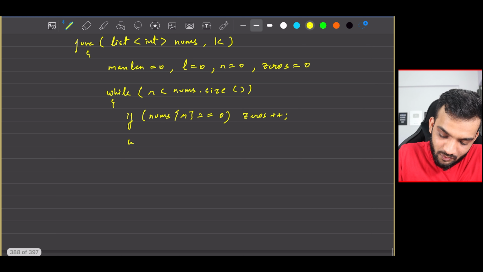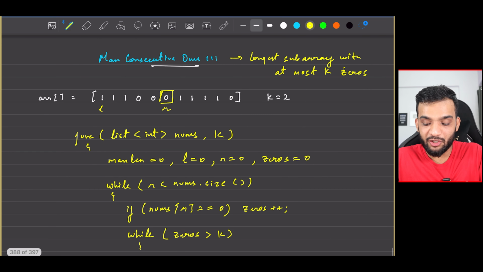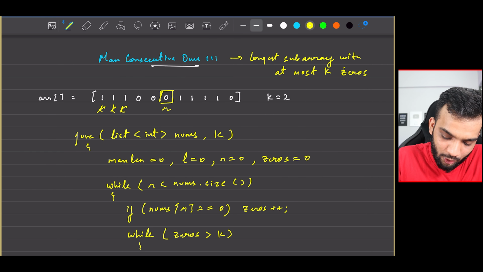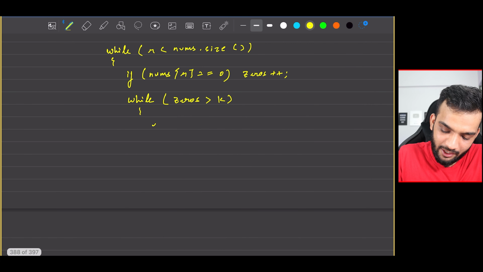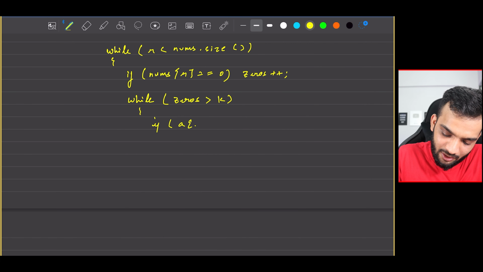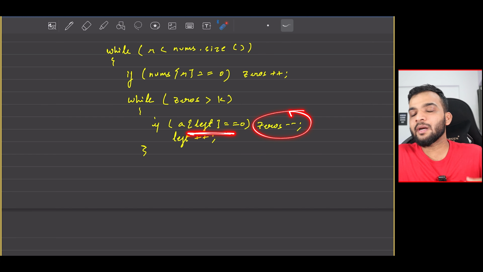So remember, if the number of zeros has exceeded K, in that scenario, what did you do? You took off L. You kept it moving. So please do it now. You'll be like, okay, if array of left is equal to 0, I'll do a zeros minus minus. And at the same time, I'll increase left. So any moment I get a 0, I'll trim down the zeros.